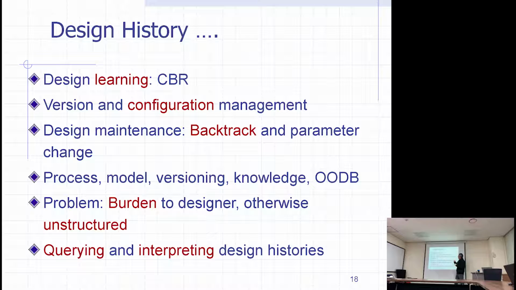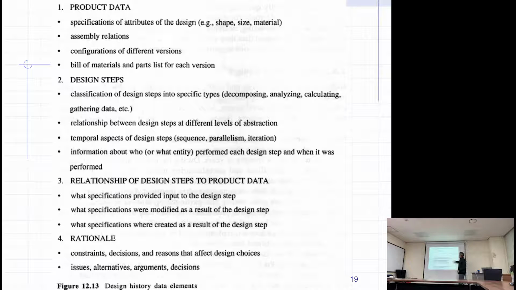And backtracking, because it is history, is a problem because there are so many cases from 100 years ago. It is a burden to designers if it is not structured. So it's a query, deep learning, the searching is important, and also interpretation. Object-oriented database management system is also good for structured organization of cases because it's not simple numbers. So product data, design steps, and relationship of design steps to product data. It looks like this in the design history data.